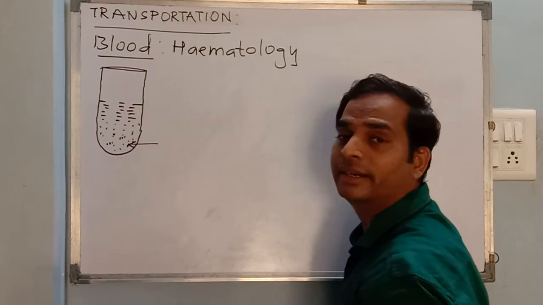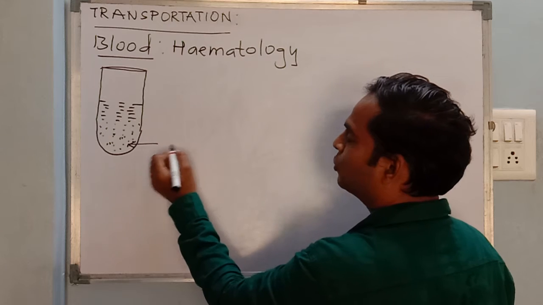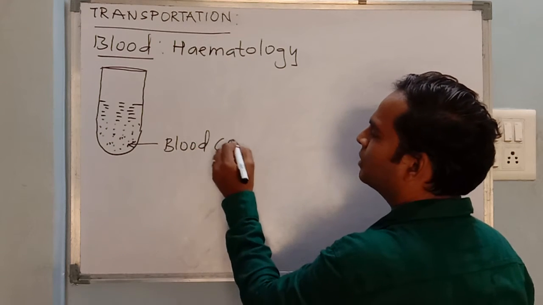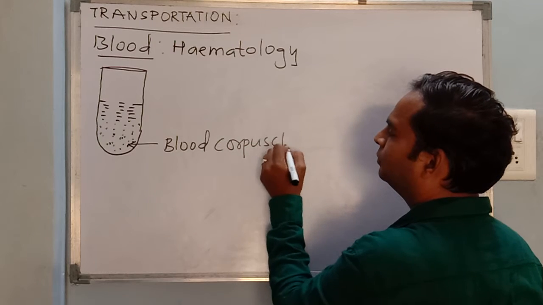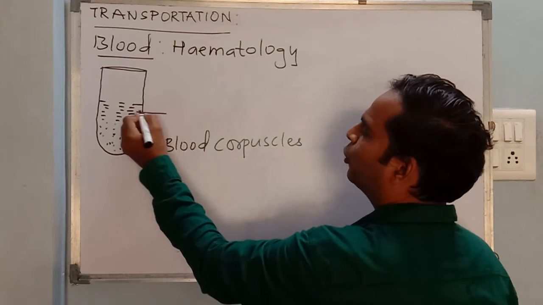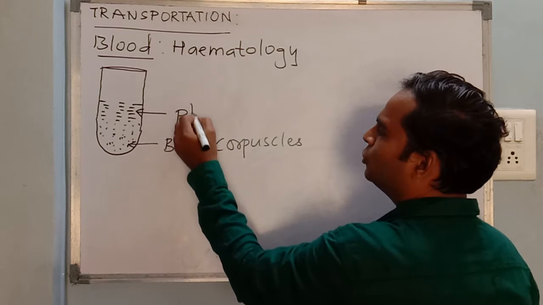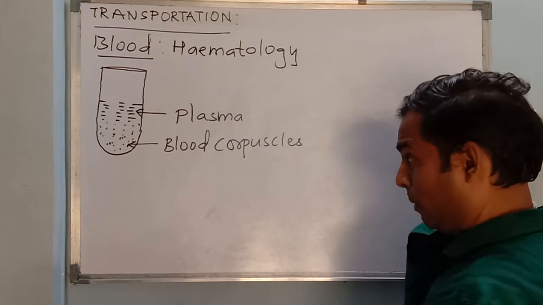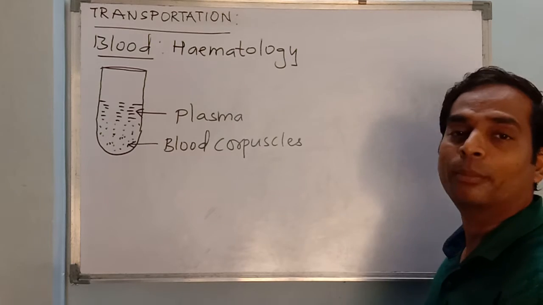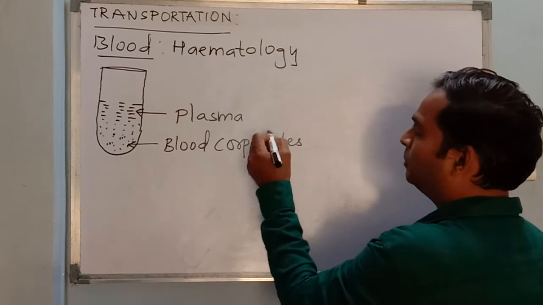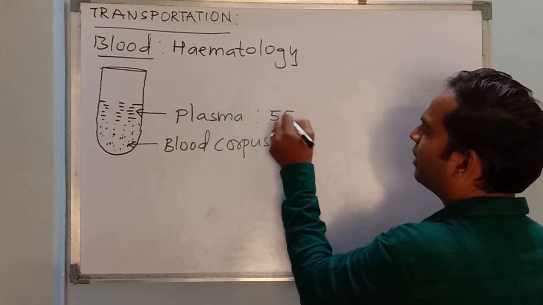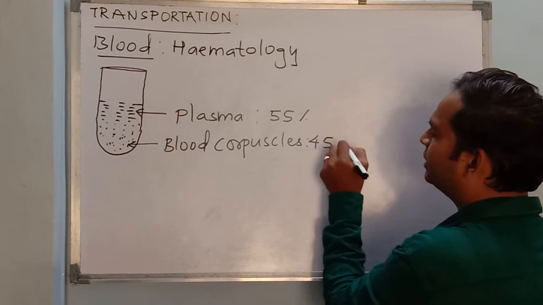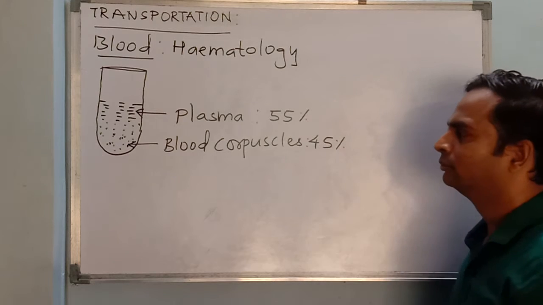The solid part that settles down is known as blood corpuscles, and the part that floats is known as plasma. So blood corpuscles and plasma are the two main components of the blood. Plasma is about 55% of the total blood and the remaining 45% is blood corpuscles.